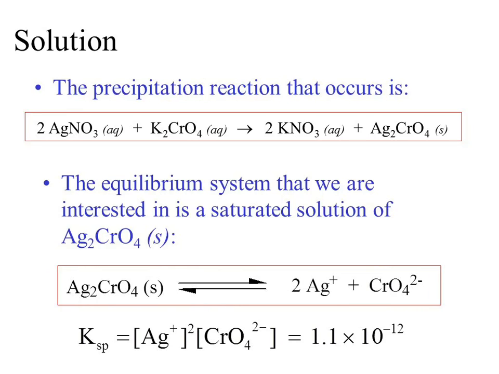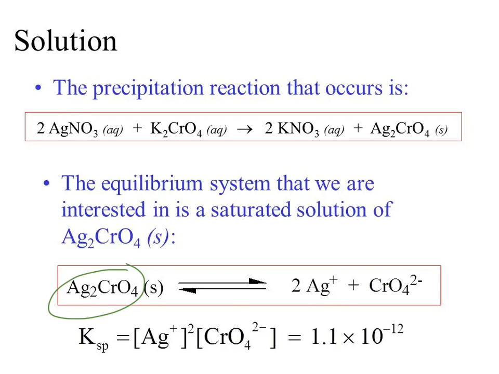So we're going to pick on Ag2CrO4. It is going to break apart into, this is where you're going to have to remember that silver is always a +1 and chromate is a -2. So that's why it combines like that.